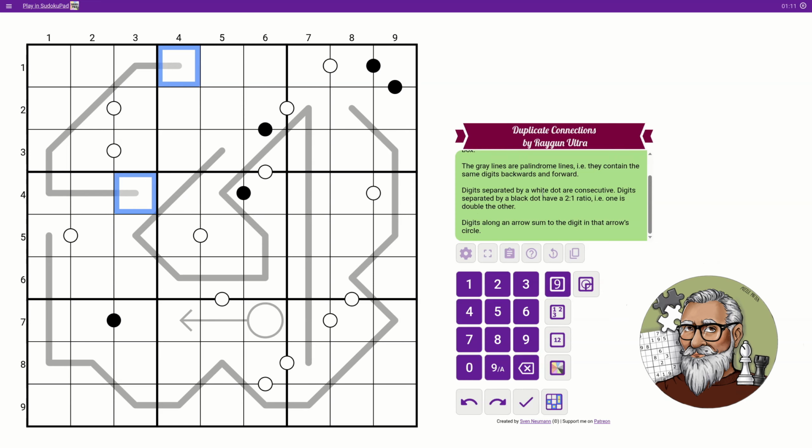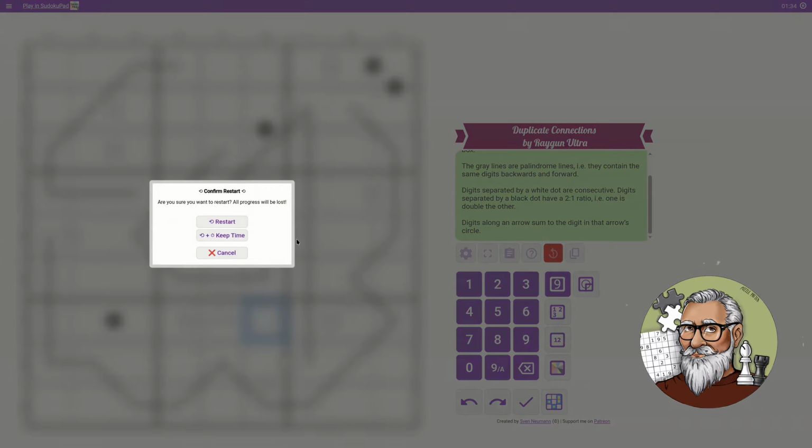Digits separated by a white dot are consecutive. Digits separated by a black dot have a 2-to-1 ratio. In other words, one is double the other. Digits along an arrow sum to the digit in the arrow circle. That's it. Sip of tea. Reset the time.